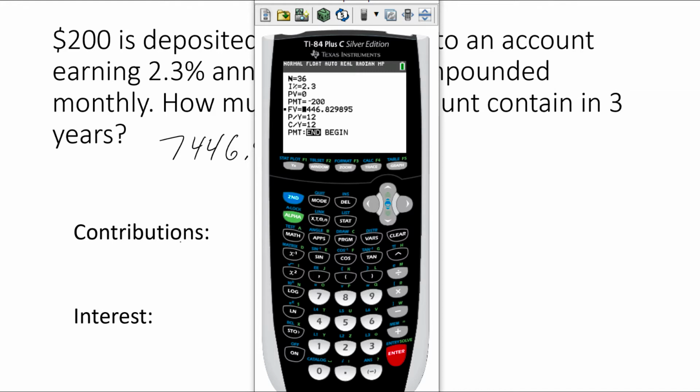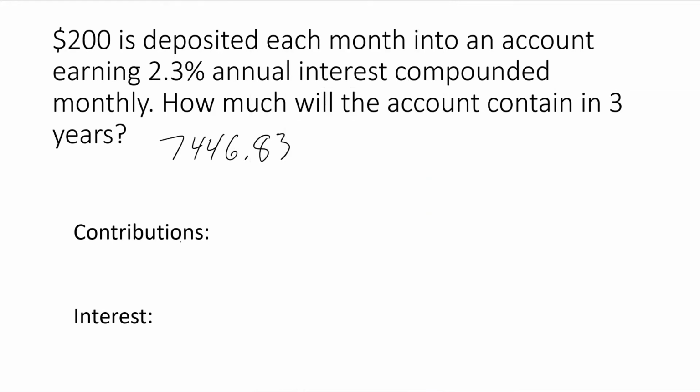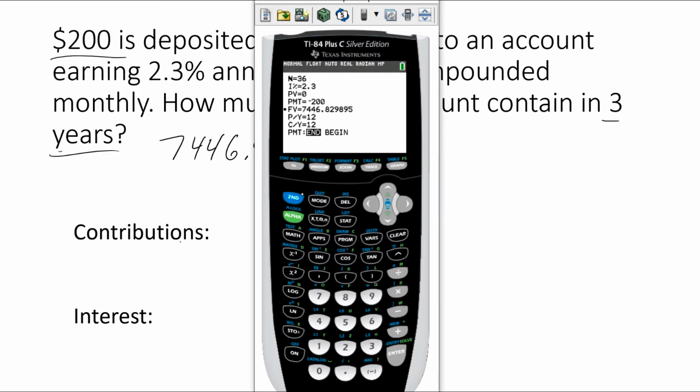$7,446.83. All right, so that's how much the account would contain in 3 years. The next two pieces of information we want are the contributions and the interest. Contributions is how much this person put into the account. They put in $200 each month for 3 years, so we can calculate that pretty easily.